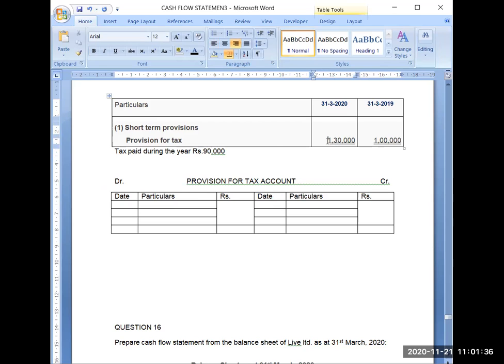Yes, very good. Provisions always have credit balance. Keep it in mind. All provisions have credit balance. If you remember the provision for depreciation account, that also have credit balance. By balance brought down, and that balance is given here 1 lakh.